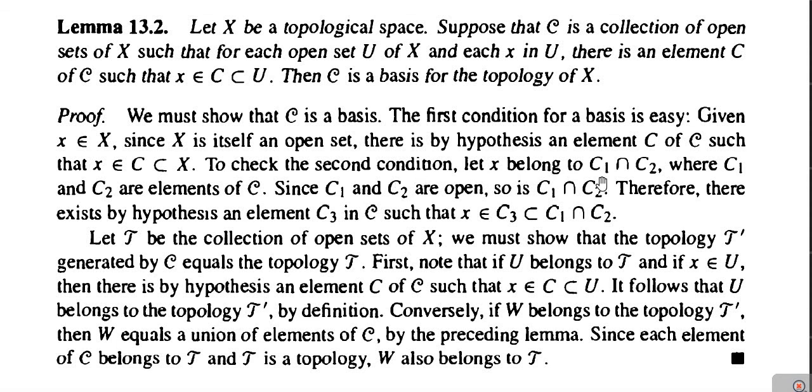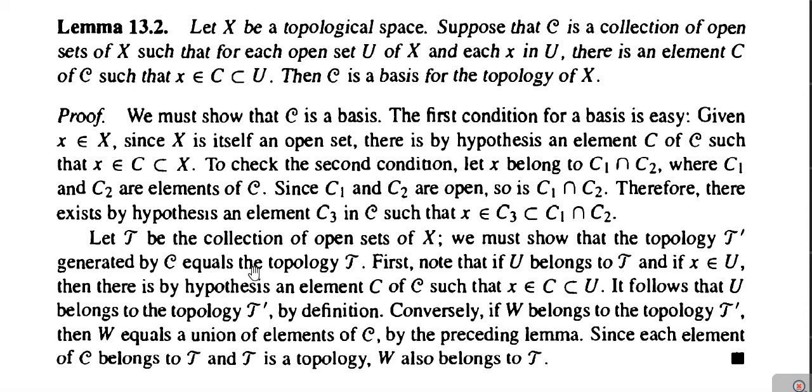Now we will check the second condition. Let small x belong to the intersection of C1 and C2, where C1 and C2 are elements of the collection script C. Then, as C1 and C2 are members of script C, they both are open. And we know that the intersection of a finite number of open sets is open. Therefore C1 intersection C2 is also open. By our hypothesis, there exists an element C3 in the collection script C that contains the point small x and is contained in C1 intersection C2.